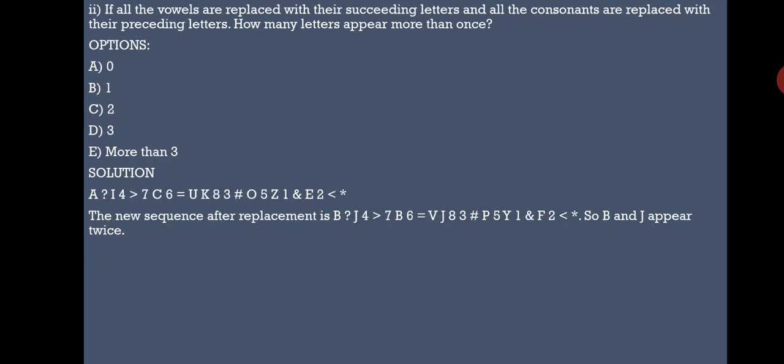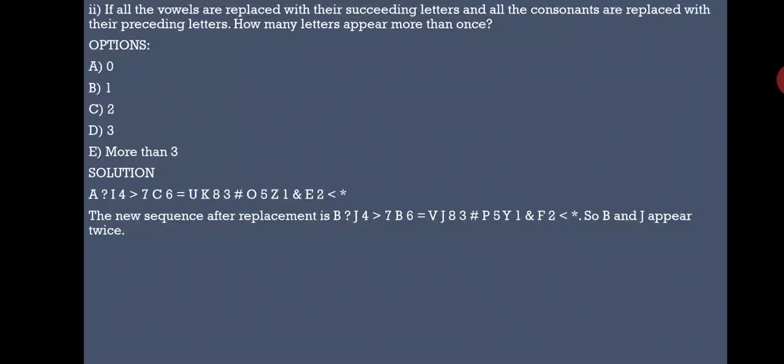A question mark I4 greater than 7C is the question term, right? So after the new arrangement, A is a vowel, right? We need to write the letter after that A, which will be B. If A is a vowel, we need to write the letter after that, which will be B. Question mark I is a vowel. Similarly, after I will be J, which will be the answer. 4 greater than 7.